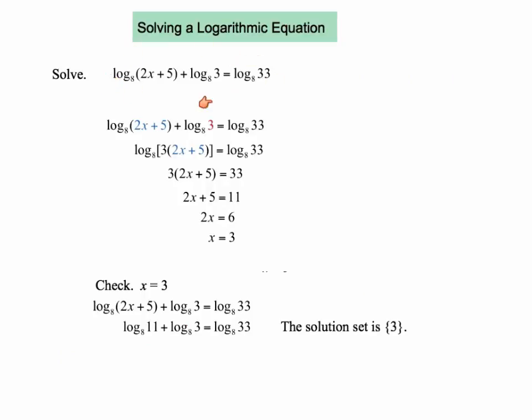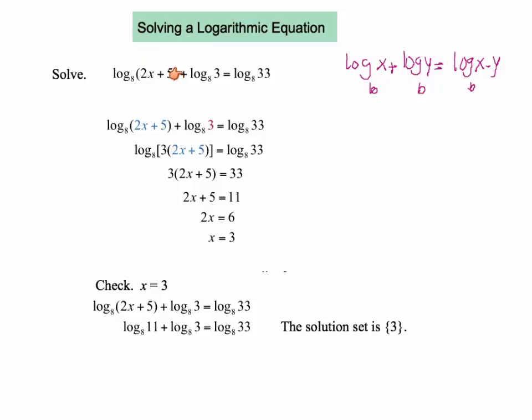Here we're going to solve this equation here. The left-hand side, I have log of 2x plus 5 plus log of 3. Looks like I can combine these two using one of the properties that I learned, that log of x plus log of y would be equal to log of x times y. I can combine them. Remember, the base has to be the same for all of them. So in this case, as you see, the base is 8, the same.